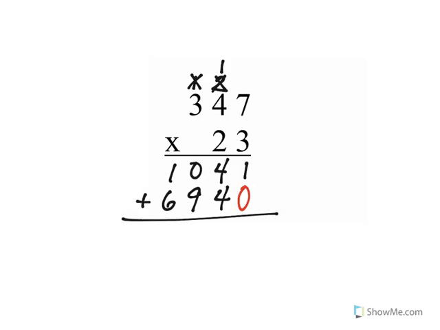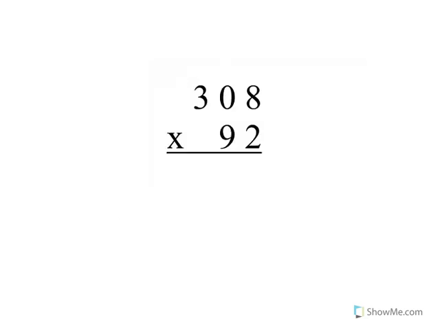1 plus 0 is 1. 4 plus 4 is 8. 0 plus 9 is 9. 1 plus 6 is 7. So we end up with 7,981. All right, let's take a look at this one.